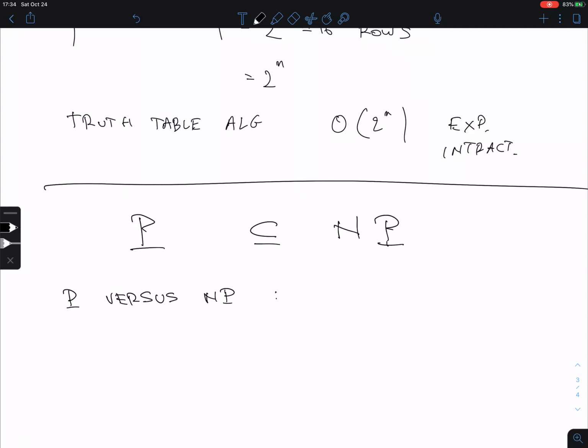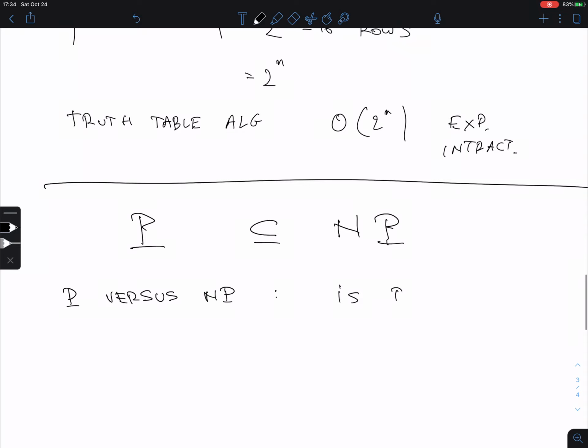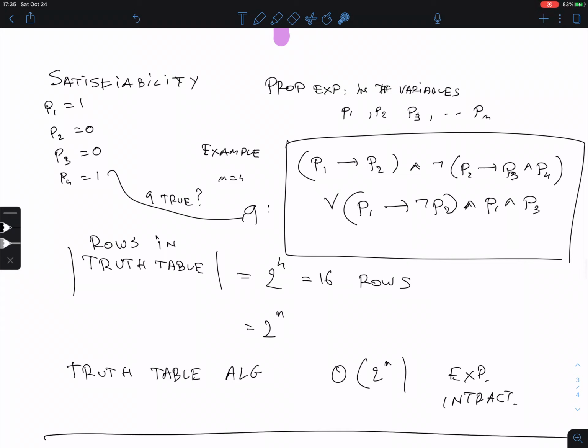Let me first say what the problem is. P versus NP asks: are they equal? Is P equal to NP? In other words, if you can check a problem in polynomial time, can you then also solve it in polynomial time? I want to give you the example where we had something. Remember, this was an NP problem. So it is NP, but exponential, because the algorithm was exponential, but the problem is NP.